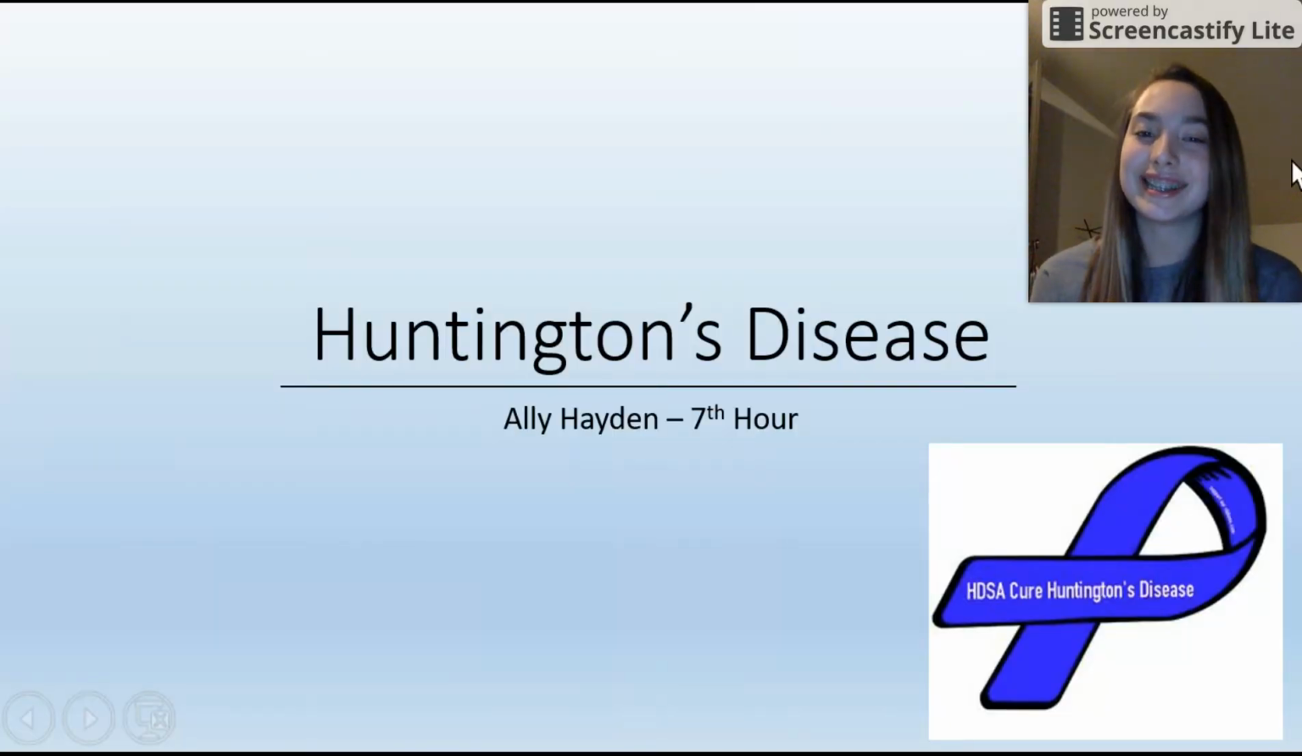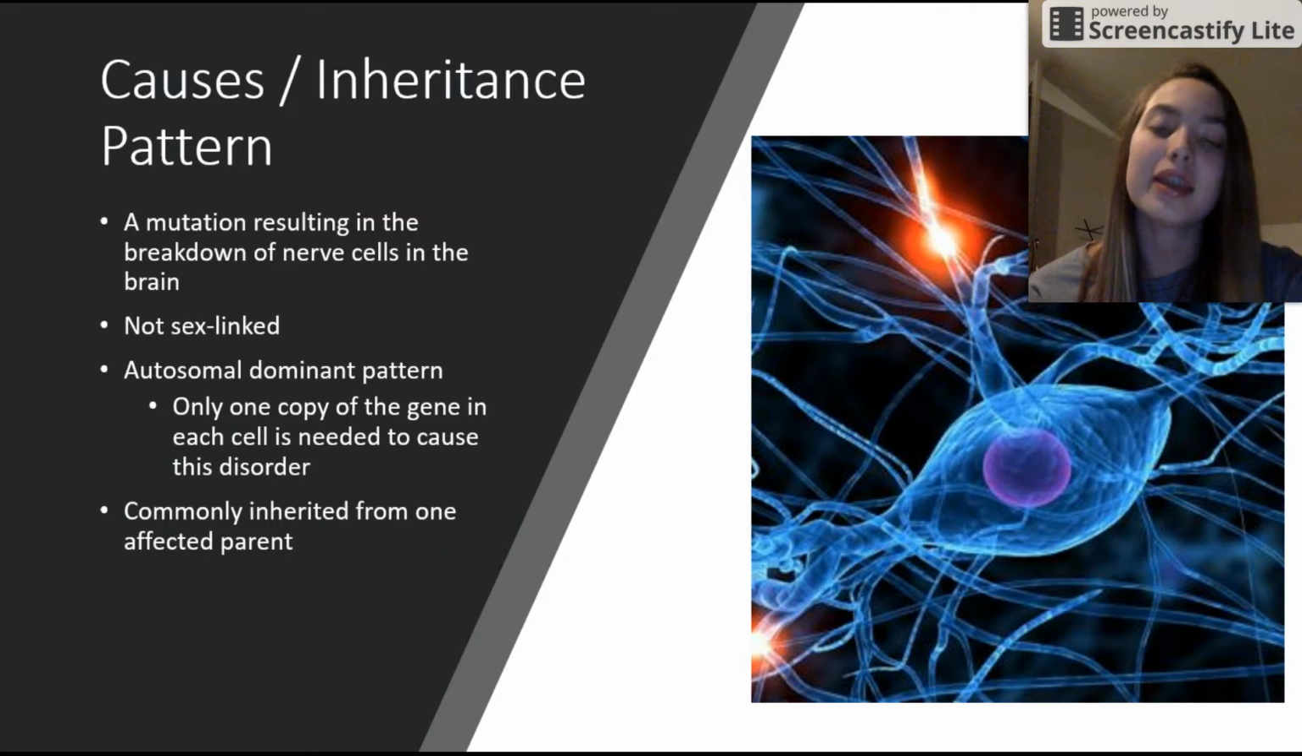My topic is Huntington's disease. This is represented by the blue ribbon. Huntington's disease is a mutation resulting in the breakdown of nerve cells in the brain. It is not sex-linked, which makes it autosomal, and it is a dominant gene, so only one copy of the gene is needed to cause the disorder. It is commonly inherited from only one parent.